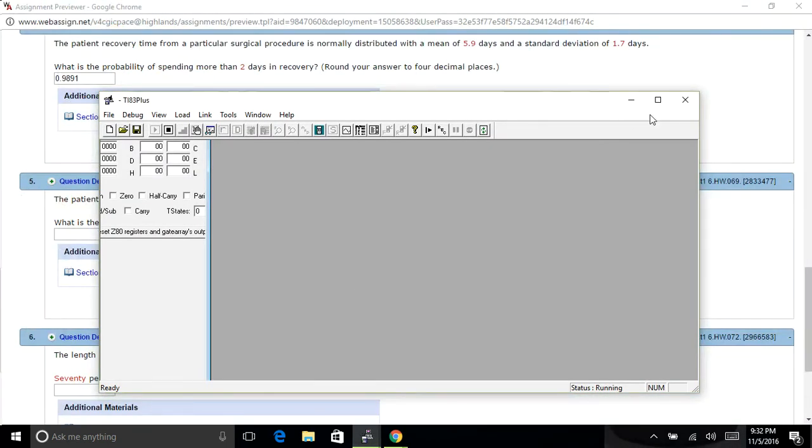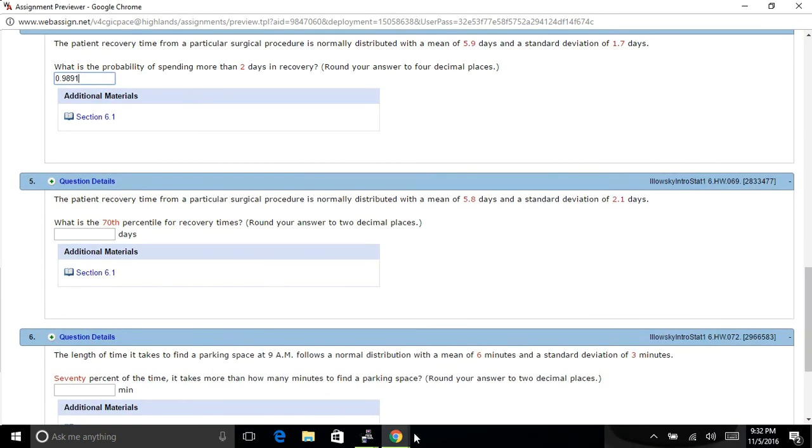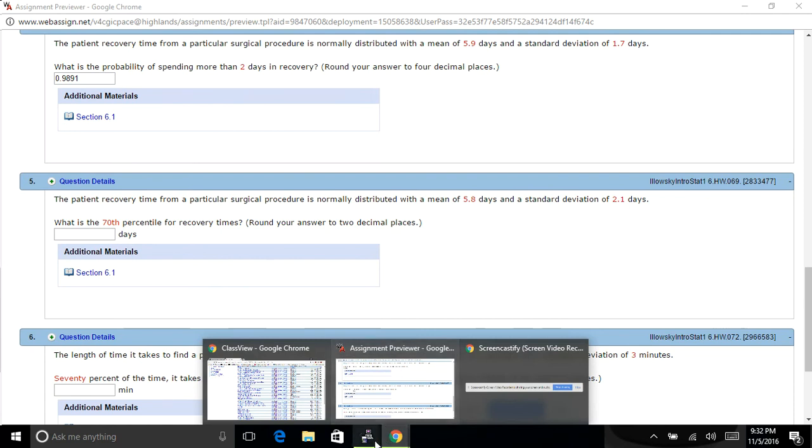All right, so this next one is a little bit different. It's got a different one. It's the patient recovery time for a particular surgical procedure is normally distributed with a mean of 5.8 days and a standard deviation of 2.1. What is the 70th percentile?